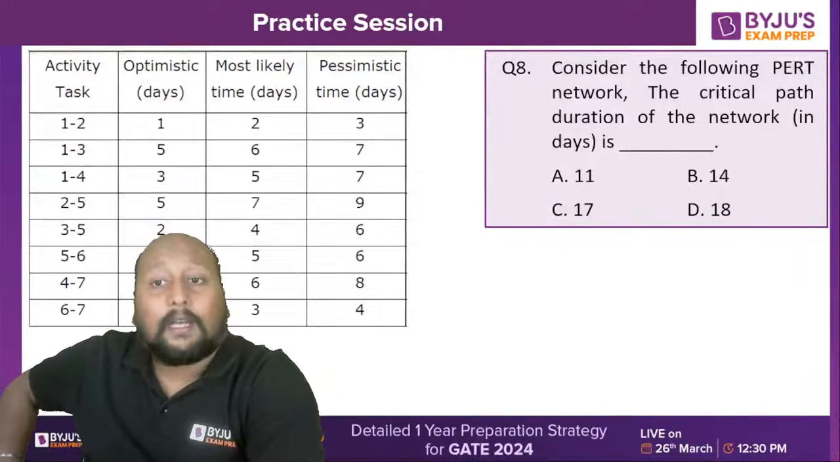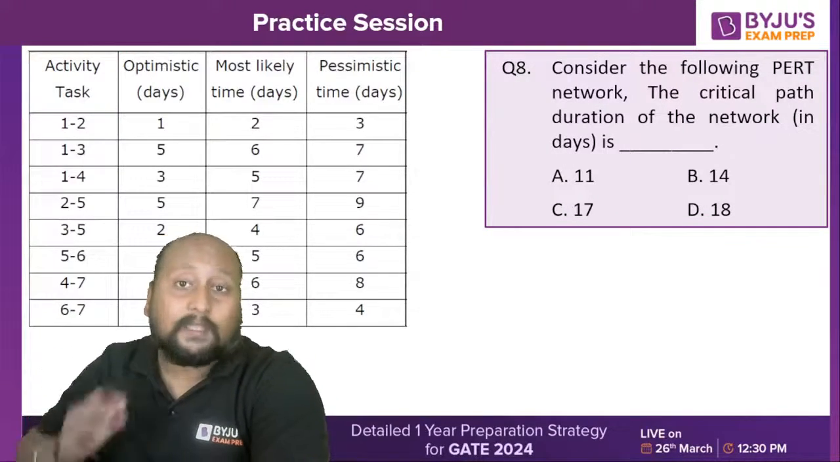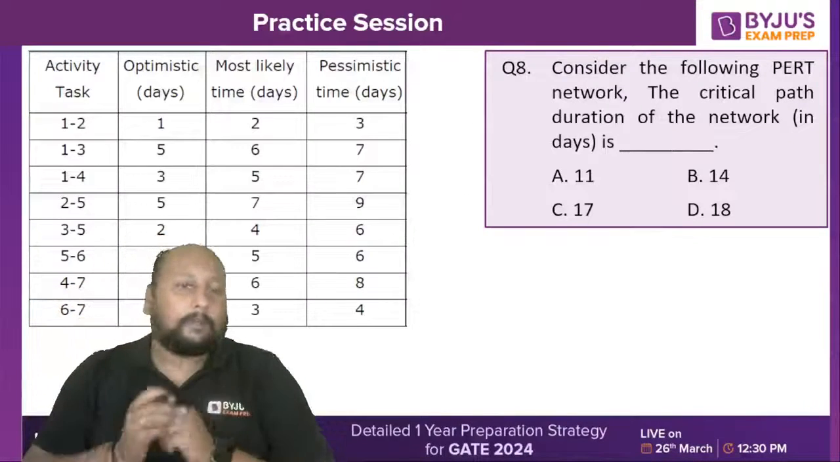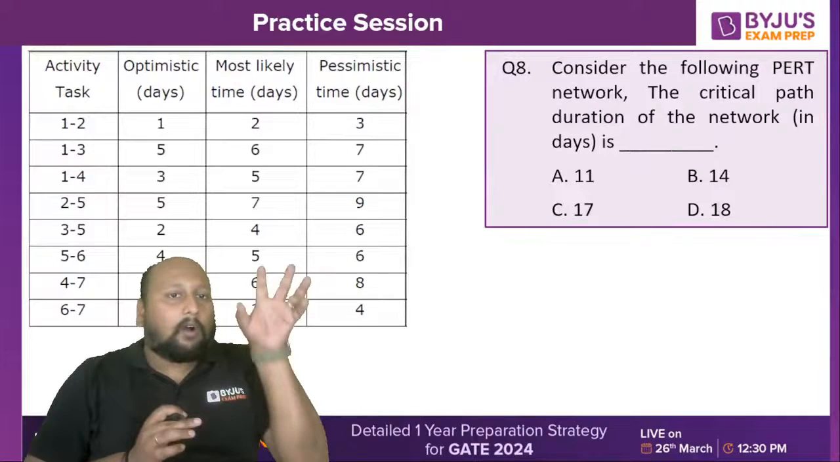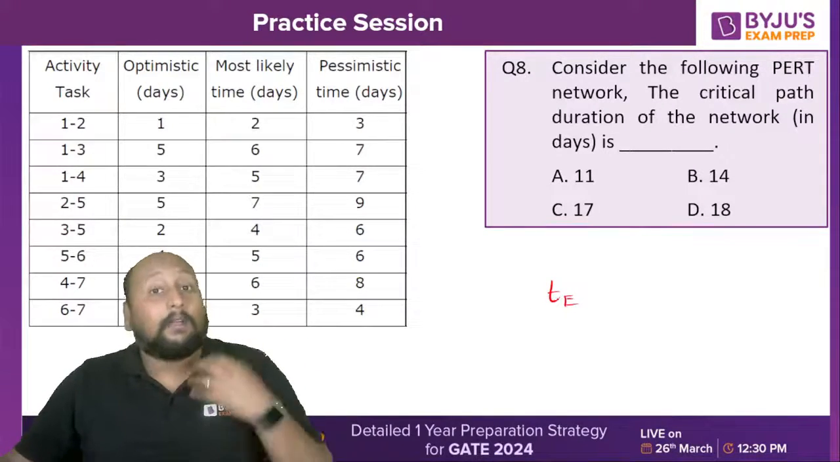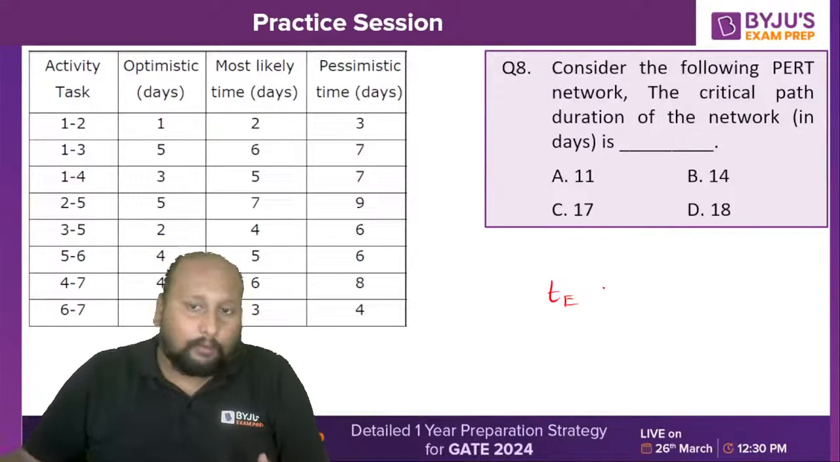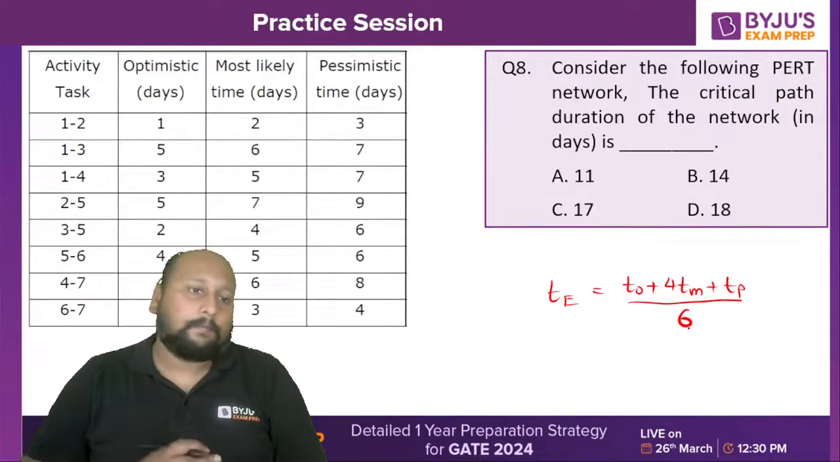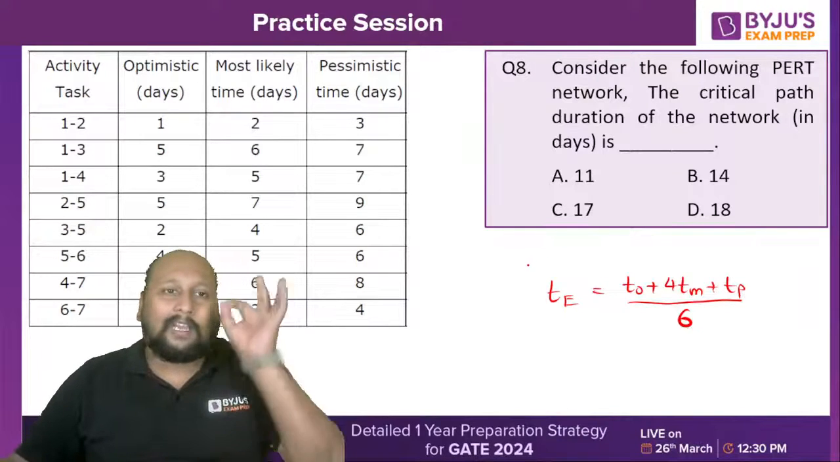They are asking what the critical path duration is, that means the expected duration to complete this project. So how can we calculate it? When all three time estimates are given, we can use a very basic approach: the activity follows a beta distribution, so TE equals optimistic time plus 4 times most likely plus pessimistic time, divided by 6. We can use this for each individual activity.